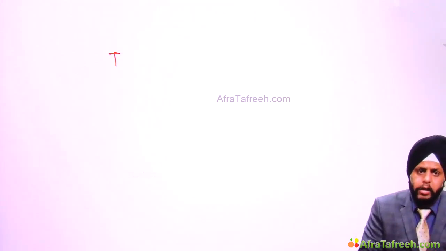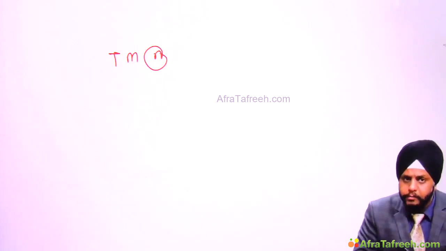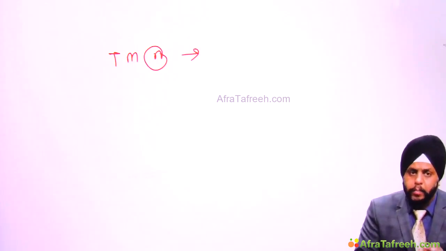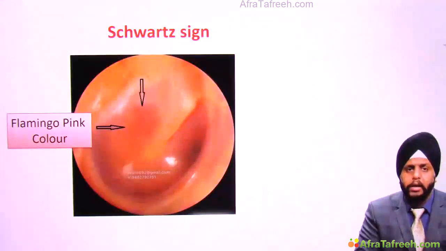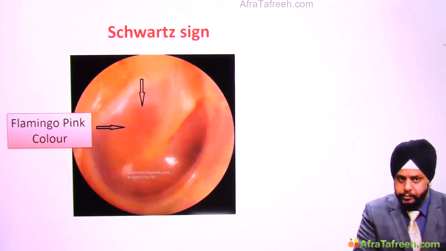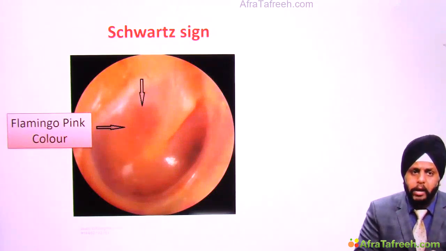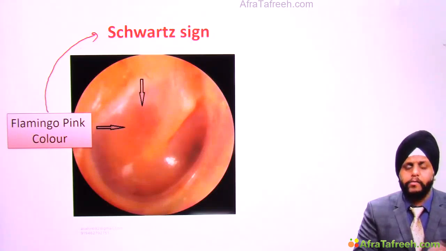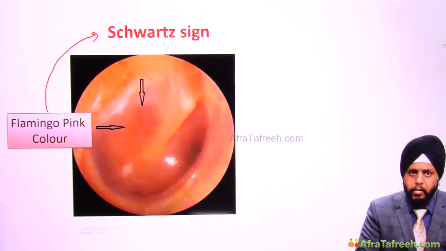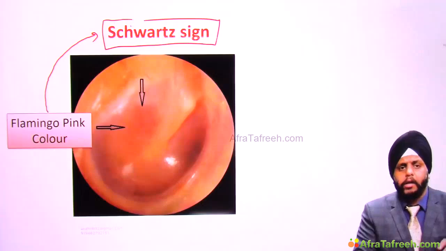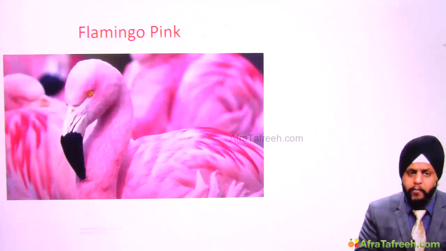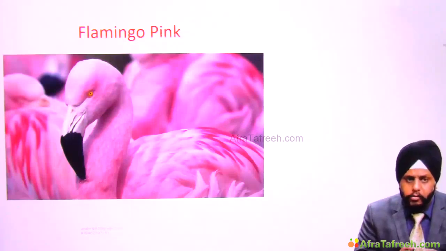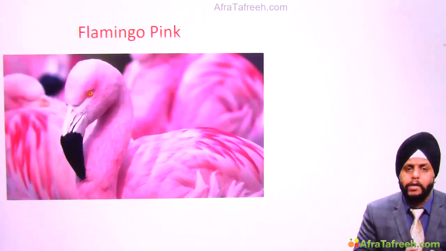On examination, you will see that the tympanic membrane is normal. Okay, that is the usual case. But rarely, sometimes, what do you find? You find that this tympanic membrane has a flamingo pink color. Okay, this flamingo pink color tympanic membrane is known as Schwartze sign. Right? Now this flamingo pink has been taken from the bird flamingo. Okay, so that's the flamingo bird, and this has a pink color. So this particular flamingo pink color is seen on the tympanic membrane, known as Schwartze sign.